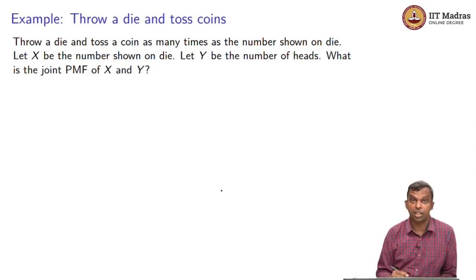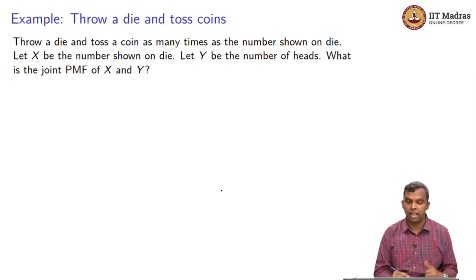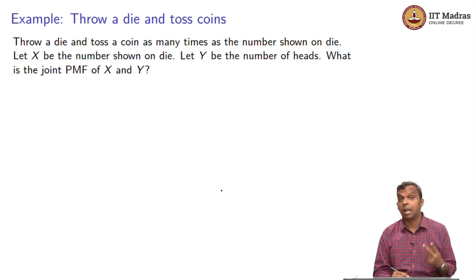Okay. So, here is the situation. Somebody is throwing a die, you get a number between 1 and 6, and then depending on what you get, you toss coins. So, supposing you get the number 2, then you toss a coin twice, okay, and toss a coin as many times as the number shown on the die, okay, and x is the number shown on the die, that is the one random variable you define, and y is the number of heads that you get after the coin toss, okay. So, the question asks what is the joint PMF of x and y, okay.